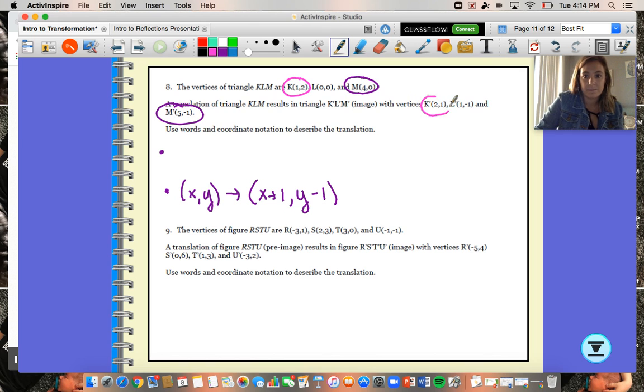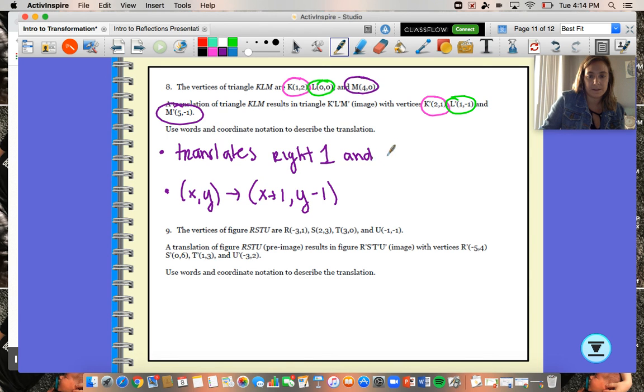Let's see if that works for a different point. What if I wanted to go from K to K prime? To go from 1 to 2, I add 1. To go from 2 to 1, I subtract 1. It shouldn't matter which one I pick. If I look at L to L prime, 0 to 1, I add 1. 0 to negative 1, I subtract 1. It's rigid. They're all changing the same amount. So how could I put this in words? This translates, remember we're going to be precise, right 1 and down 1.